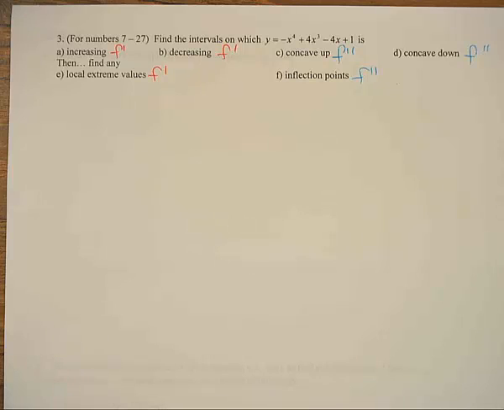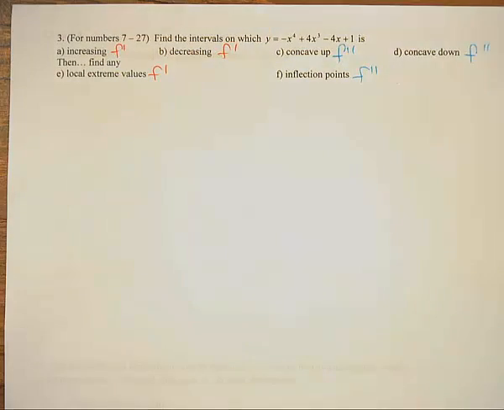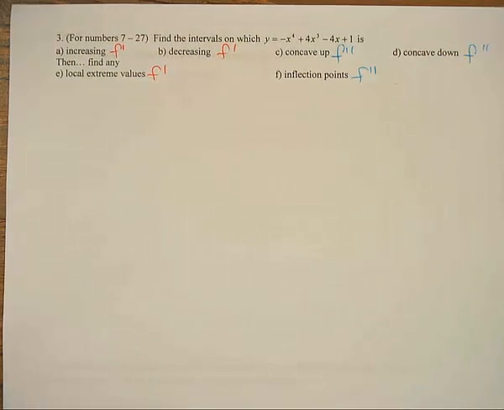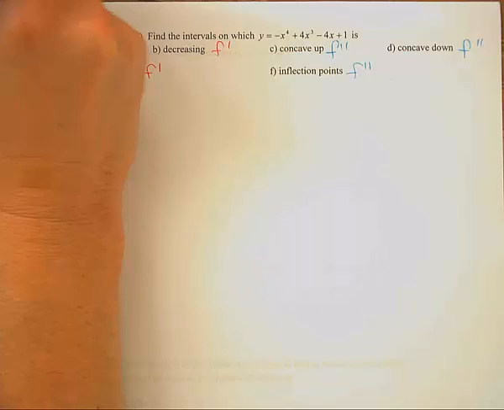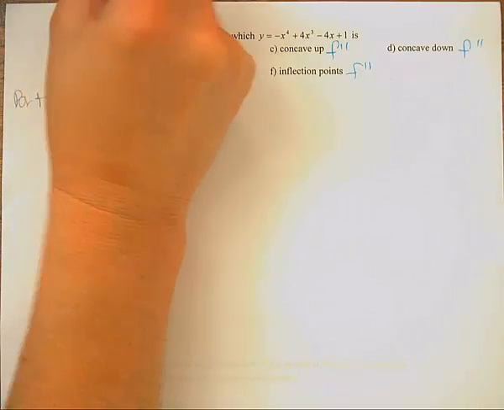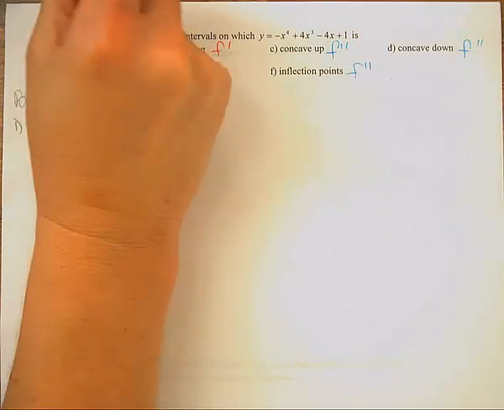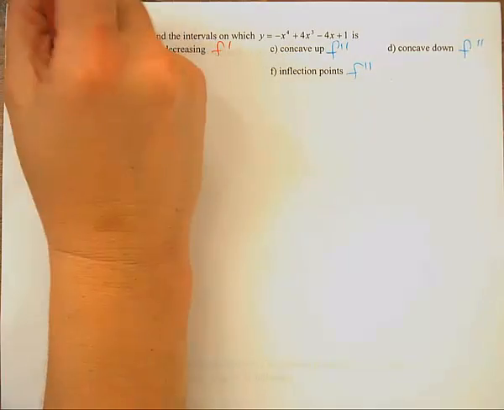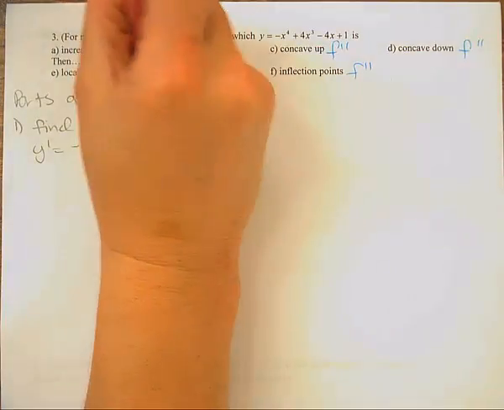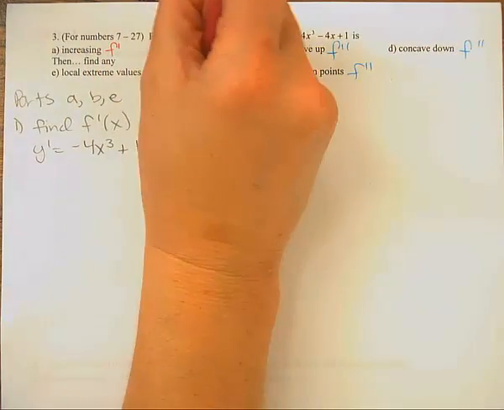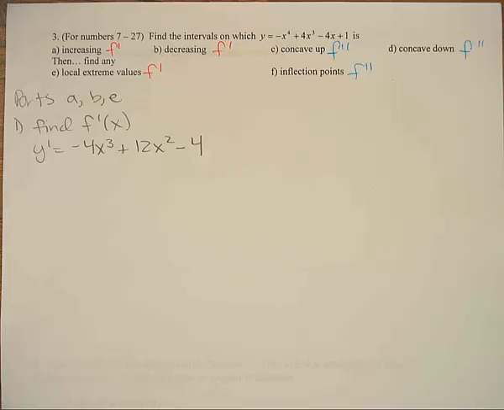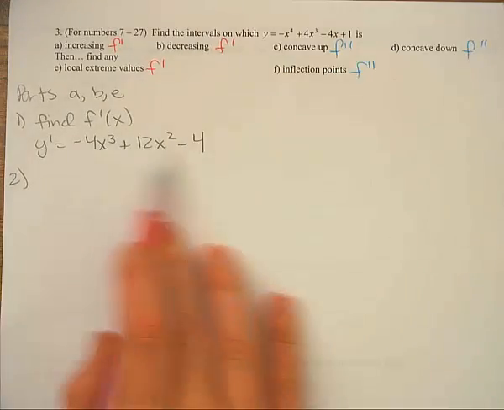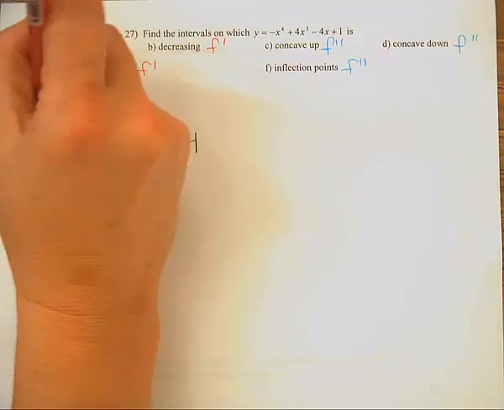Okay? So to do parts A, B, and E, I'm going to do steps 1 through 3 that we had done back in 4.2. So this is for parts A, B, and E. I'm going to find the first derivative of this function here. So that is basically negative 4x cubed plus 12x squared minus 4. There's my first derivative. Then I'm going to find where that is equal to 0 or where it's undefined. Well, this is not going to be undefined because it's just a polynomial. So I'm going to find where it equals 0.